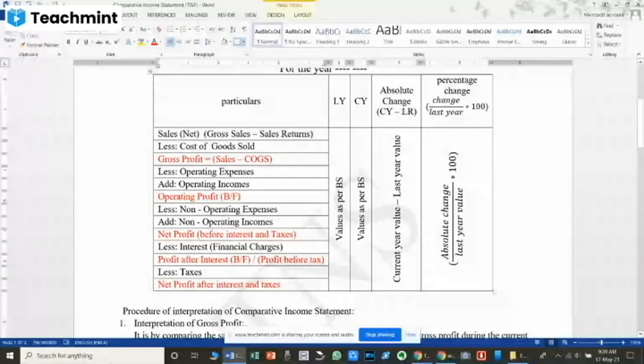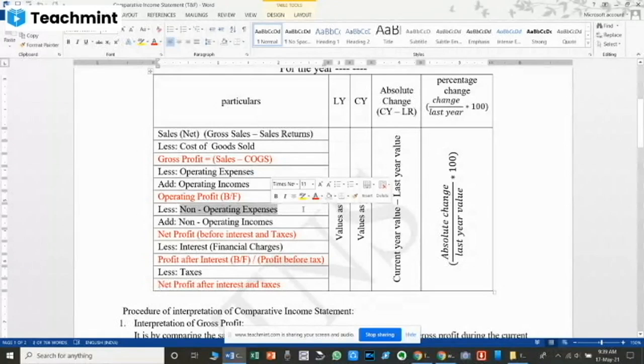To the operating profit, if there are any incomes and expenses which are not directly related to your trading activities but related to the business, that we call non-operating activities. So if there are any non-operating expenses, they have to be deducted. Non-operating incomes have to be added. So operating incomes are added, non-operating incomes are also added, and operating expenses are deducted, non-operating expenses are also deducted. So minus expenses, plus incomes, keep it.